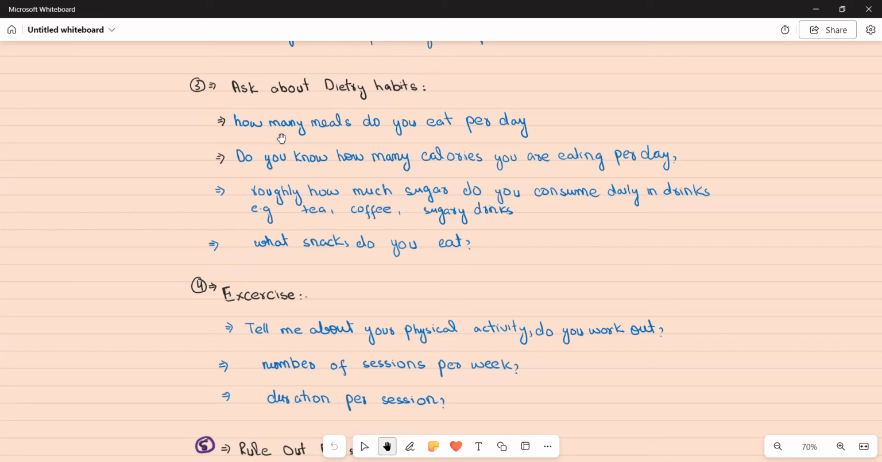So you asked about meals, you asked about snacks, and what do they eat for snacks? If they are eating high calorie food like cakes and cookies, high fat food, so like fries, so you identified the problem here in their snacks as well. So how many meals do you eat per day? What snacks do you eat? Do you know the number of calories that you are eating per day and how much sugar in your drinks?